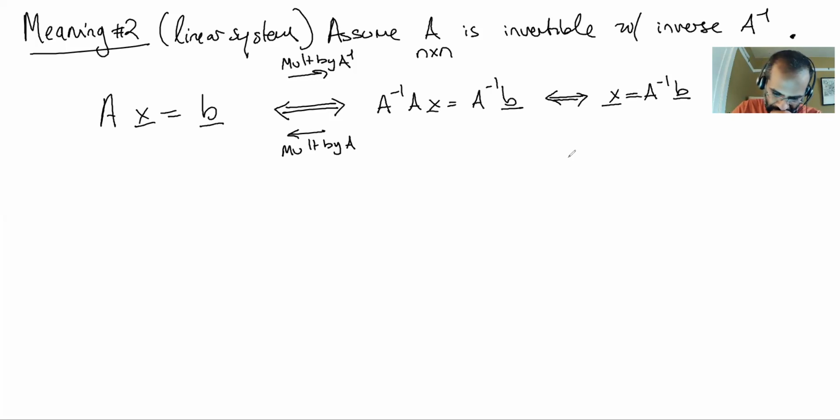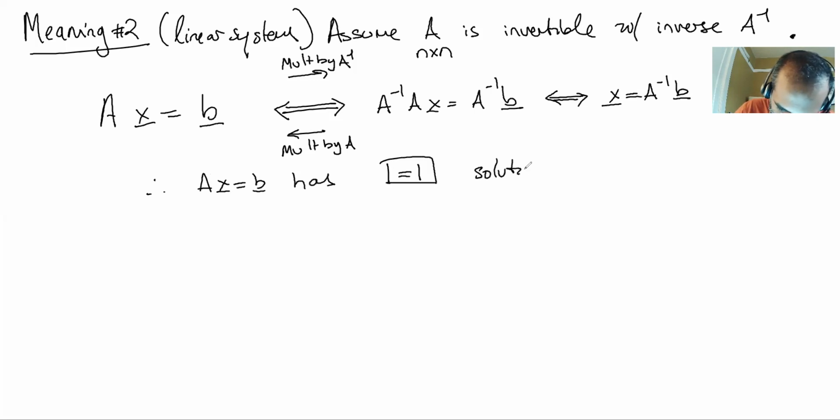Okay. Now what does this tell us? Well, this tells us that AX equals B has a unique solution. A inverse is a fixed matrix. So therefore, AX equals B has exactly one solution for every B in Rn. So if a matrix is invertible, it says something very strong about the linear system, namely there's always a unique solution.